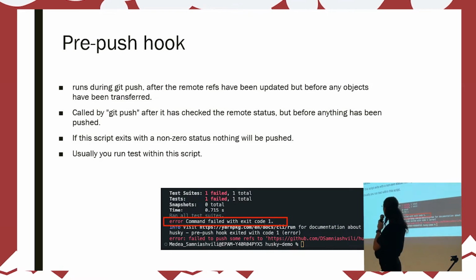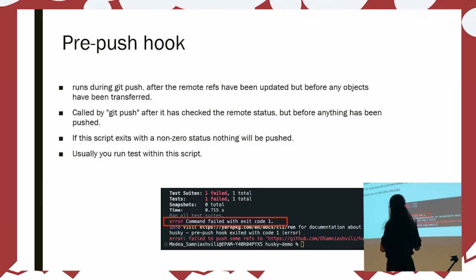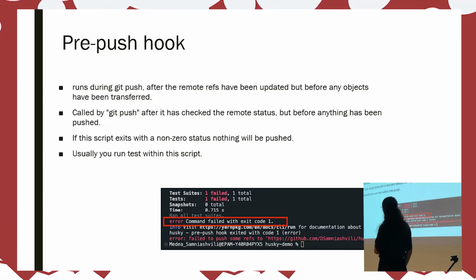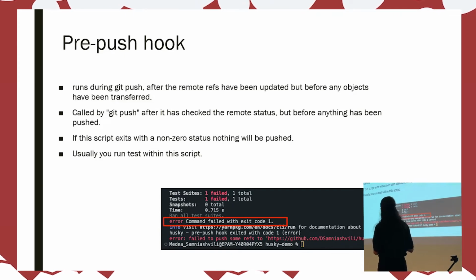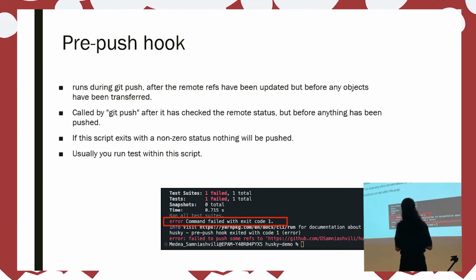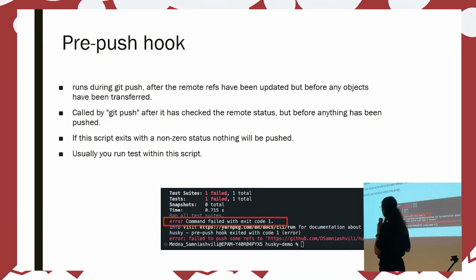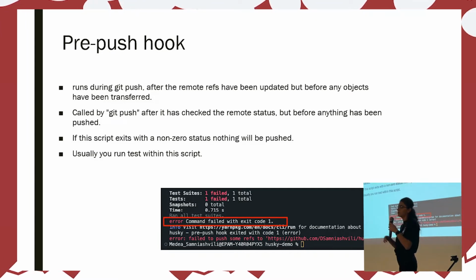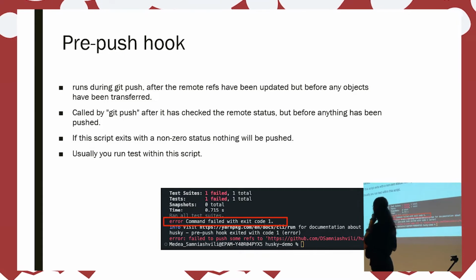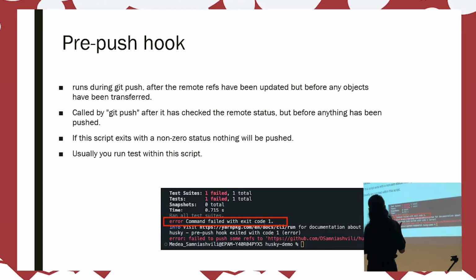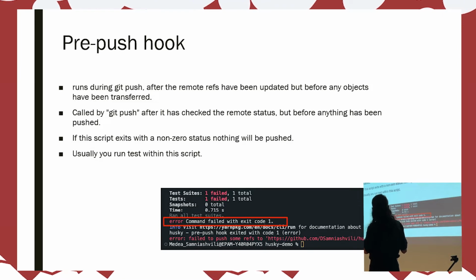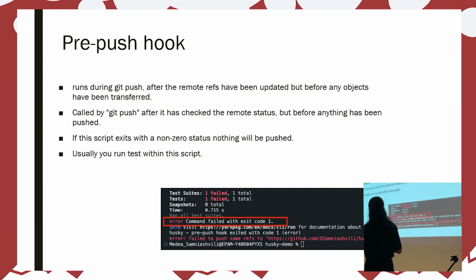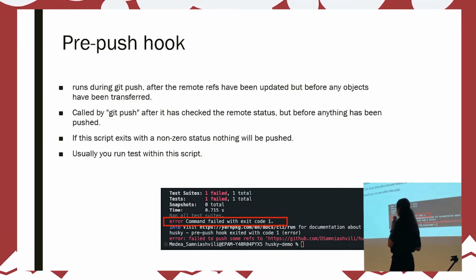Now let's move to the pre-push hook, and I'll speak a bit about that, and then I'll go through the image that I also have here. Pre-push runs during git push, after the remote refs have been updated, but before any objects have been transferred. The pre-push hook gets called by git push. So whenever we write git push, the pre-push hook gets automatically run, before anything has actually been pushed. The same goes here: if the script exits with a non-zero status, nothing will be pushed.